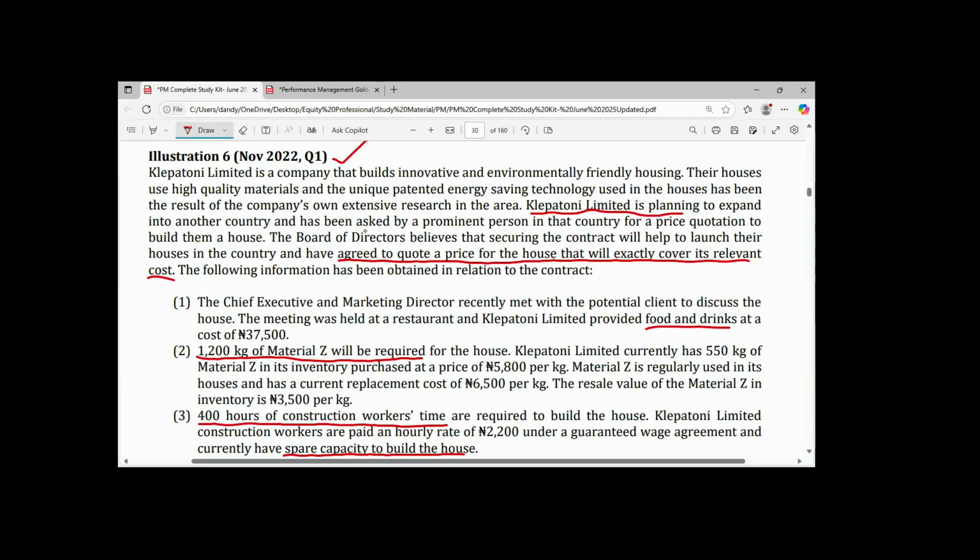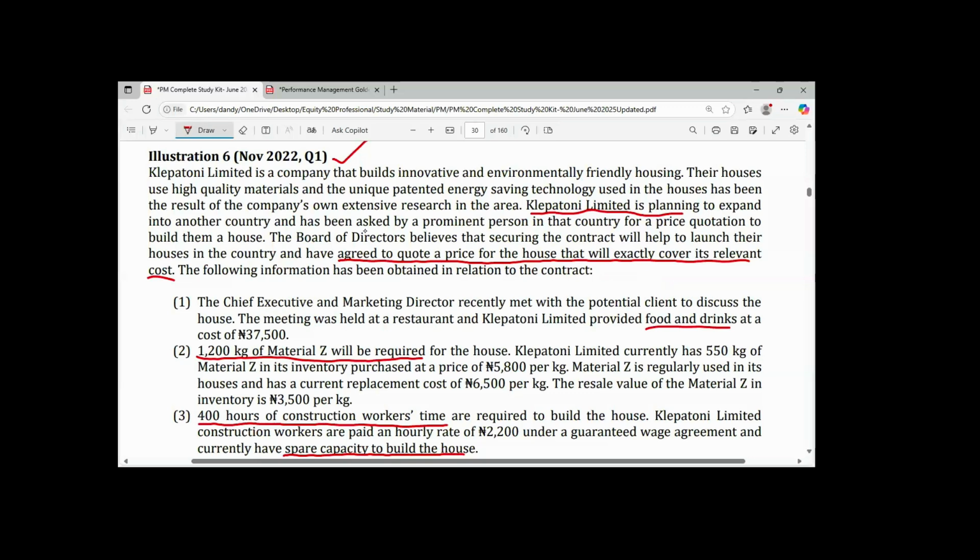So its objective or goal is to secure the contract by quoting a price that will exactly cover its relevant cost. Of course, the company does not want to make a loss. They just want to break even. When you cover your cost, that means you break even, no profit, no loss. So that's a very vital point as far as this first paragraph or introduction is concerned.